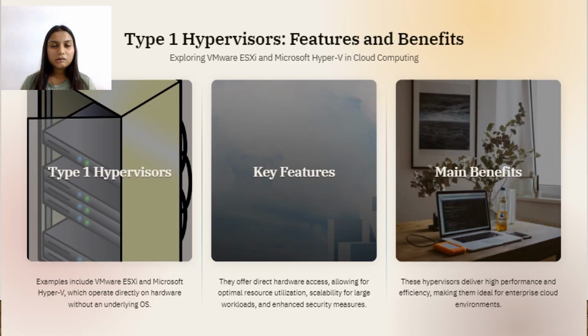Type 1 hypervisors have some features and benefits. Examples include VMware and Microsoft Hyper-V, which operate directly on hardware without an underlying OS. The key feature of the Type 1 hypervisor is that they offer direct hardware access, allowing for optimal resource utilization and scalability for large workloads and enhanced security measures.